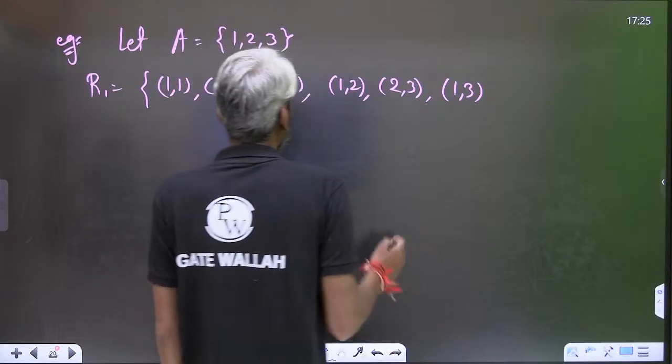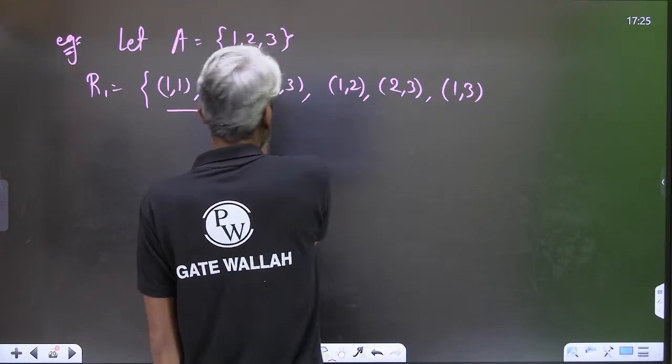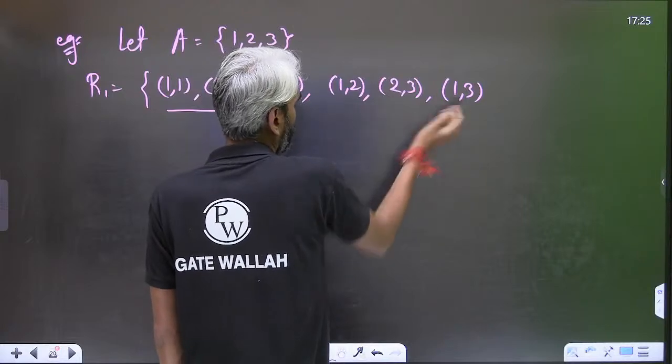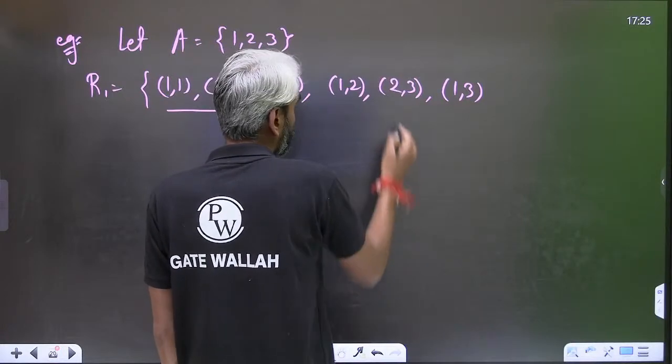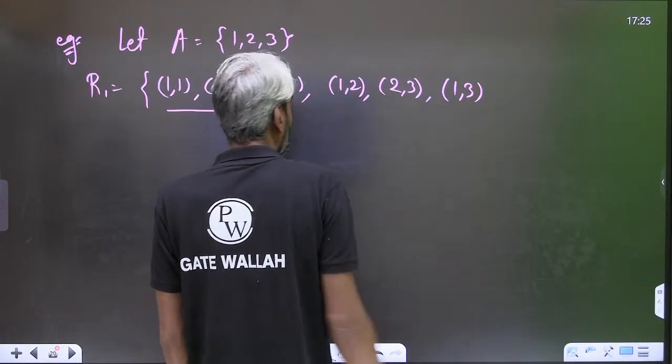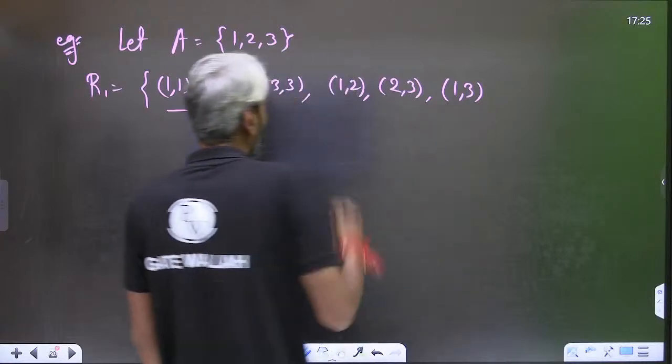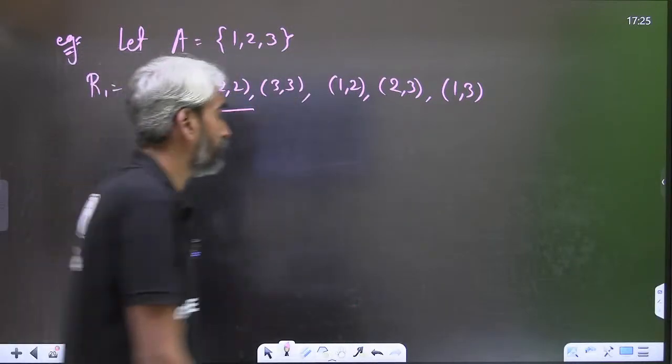Okay, let's look for transitivity. They will not create any problem. 1,2 and 2,2 will give 1,2. 1,2 and 2,3 will give 1,3, already there. Nothing else starts with 2. So 2,3 and 3,3 will give 2,3. Nothing else starts with 3. 1,3 and 3,3 will give 1,3. Nothing else starts with 3.